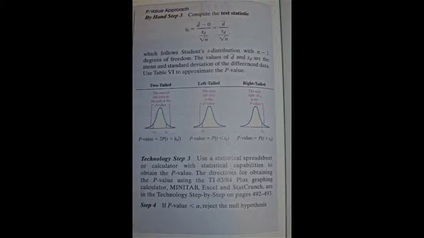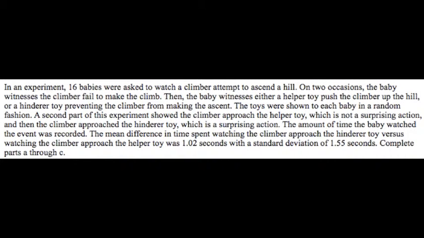Step 3. You may compute the test statistic by hand using the formula illustrated, but we will be using our TI-84 function, STAT, TEST, number 2, T-Test. Now step 4 tells us if the p-value found is less than the level of significance, we are to reject the null. We will apply these steps to the following problem.